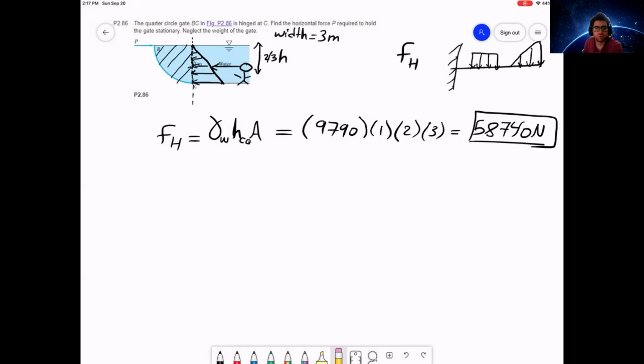But for this one, it's 2/3 times 2, which is, I think, 1.33. Okay, so that way we know the location of center of pressure, and we know the magnitude. Now we're basically done with the horizontal component. We should move to the vertical component right now, which is caused by what?